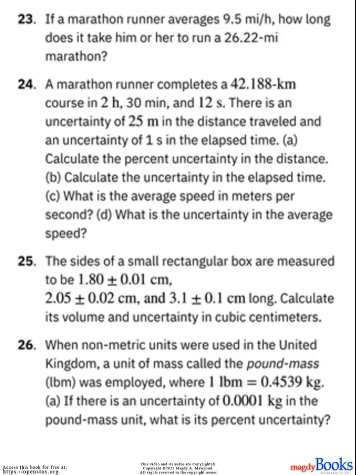B. Calculate the uncertainty in the elapsed time. C. What is the average speed in meters per second? D. What is the uncertainty in the average speed? 25. The sides of a small rectangular box are measured to be 1.80 plus or minus 0.01 centimeter, 2.05 plus or minus 0.02 centimeter, and 3.1 plus or minus 0.1 centimeter long. Calculate its volume and uncertainty in cubic centimeters.